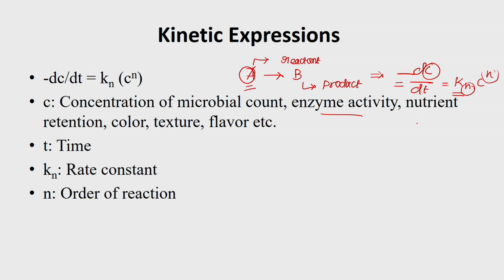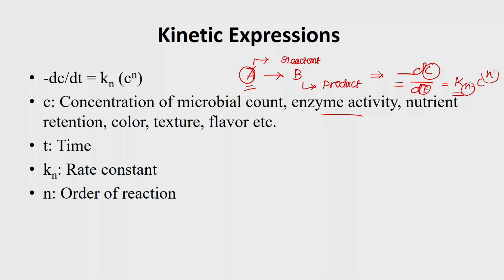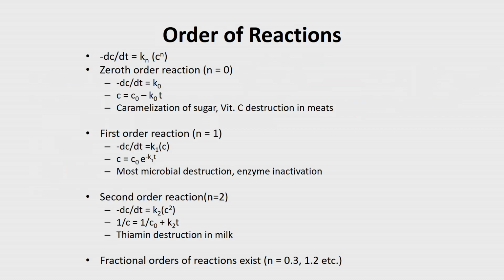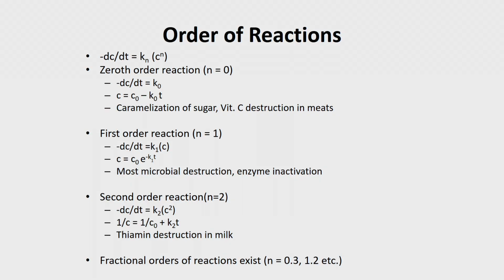And sometimes it talks about nutrient retention, right. When I heat the food for a particular time to kill microorganisms, how much nutrient is retained at a particular time and temperature? That concentration also I would be interested in. And sometimes it is color, texture, flavor, etc. So this T is time and Kn is the rate constant, where n is the order of reaction. We have already seen the kinetic expression, minus dCA upon dt equal to Kn C power n, right.